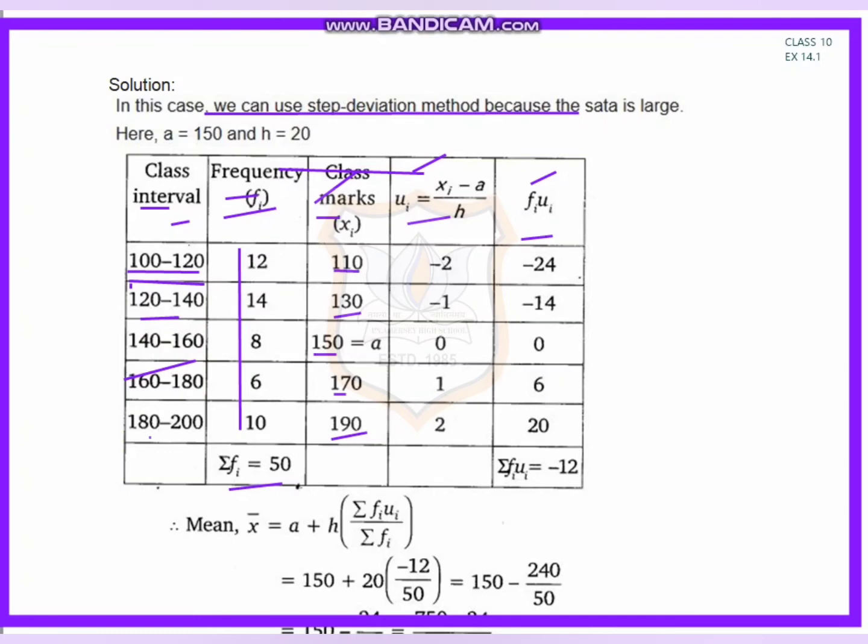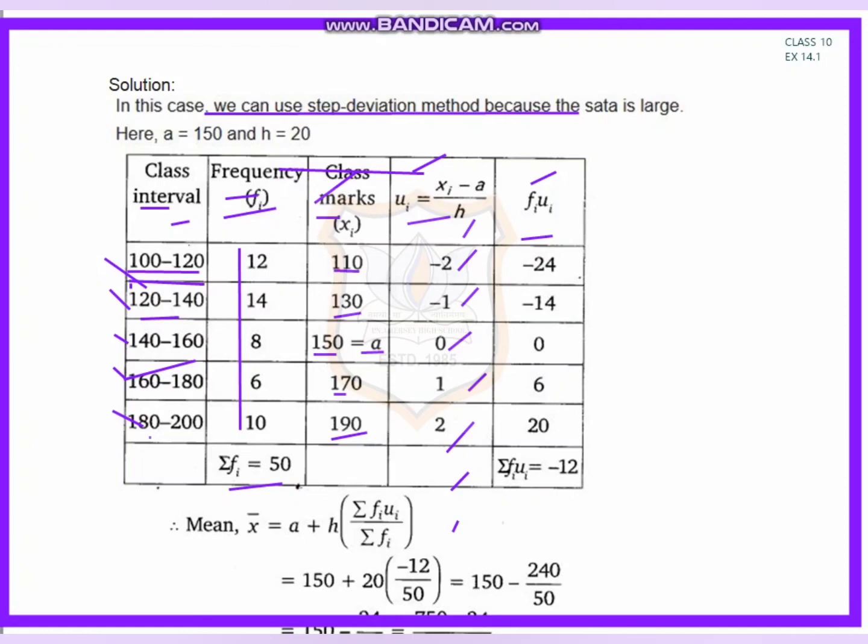Now, here we have 5 classes. This is the first class, second, third, fourth and fifth. I am taking the assumed value a as 150 and putting the value 0 here. On the upper side we put -1, -2 and so on, and on the downward side we put 1, 2. Here I have only 2 values above 0, so I put -1 and -2.